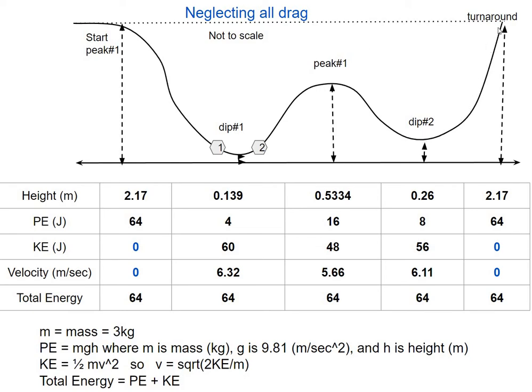And then finally we'll go up, and if we were really not going to have any friction or drag, it would go back to the same height when we started. It would go back up to 2.17 meters. We still have our 64 joules of energy, and we wouldn't have any velocity, so no kinetic energy when it stopped at the end. So I calculated velocity in meters per second. We go up to 6.32 meters per second, not quite as fast over here, almost as fast down here, and then we go back to 0. So our total energy, neglecting all drag, stays the same through the whole thing.